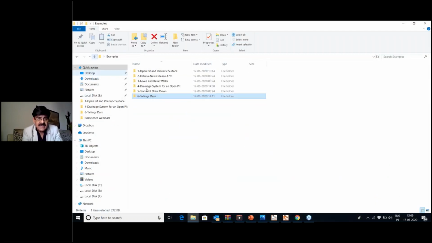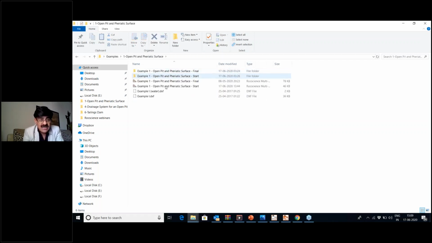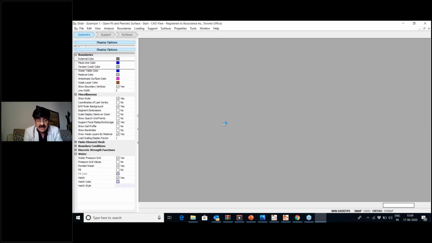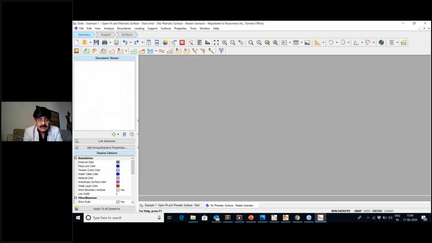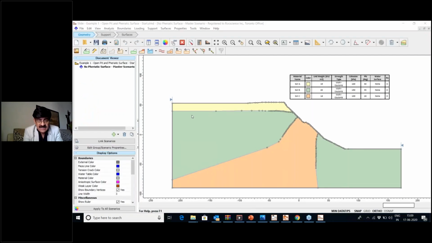And as you can see here, we have 6 examples today for you. Hopefully I would be able to complete them within the stipulated time. The first example that we are going to see is, as I mentioned, open pit with phreatic surface, application of phreatic surface. And so let's straight away start the program. It's coming on now, the model. And that's the model you see in slide 2 of this problem that we are going to analyze today.